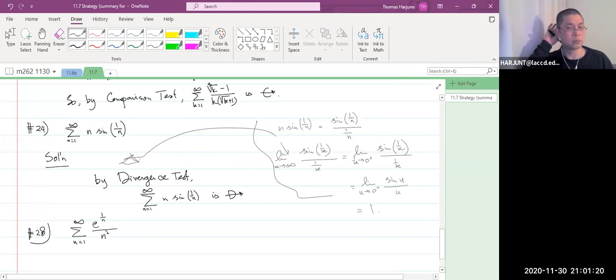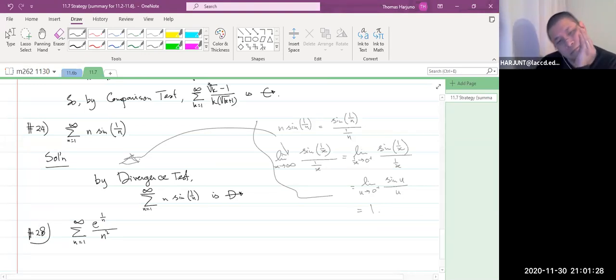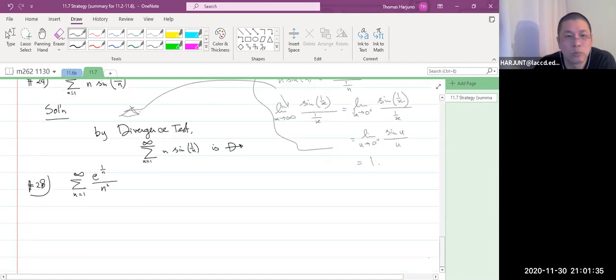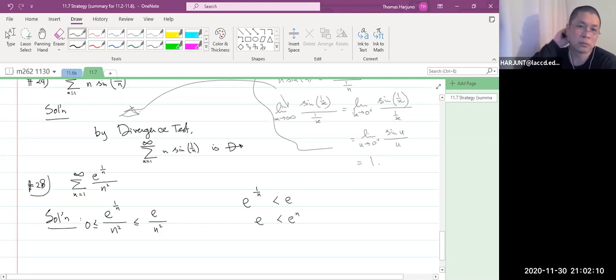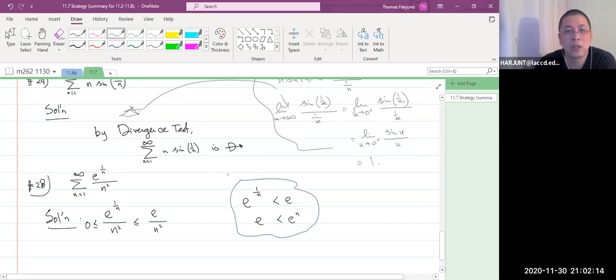How about number 28? e to the 1 over n squared, that's positive, non-negative, and it is bounded above by e over n squared, is that right? In other words, e to the 1 over n is less than e, because e is less than e to the n. Is it right? Okay, that's the idea. Now notice that I bounded above.